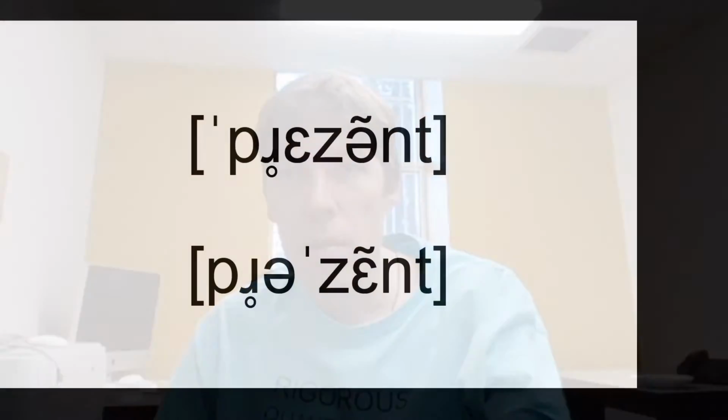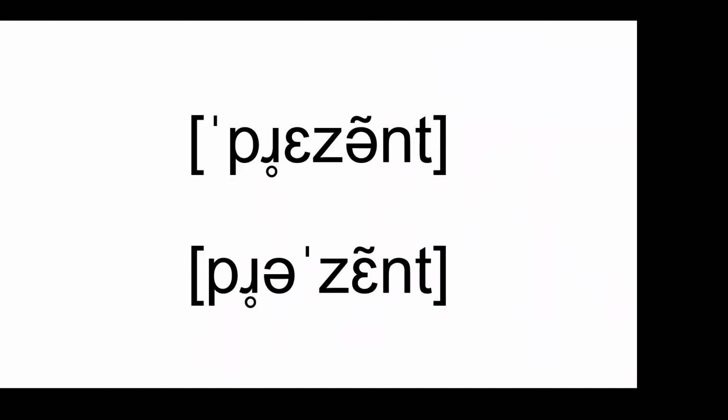Now, the IPA gives us two markers to indicate stress. Primary stress is marked with a high tick before the first sound of the stressed syllable, as in the noun present and the verb present that you see there, right? You see that high tick mark before the P in present and before the Z character in present.